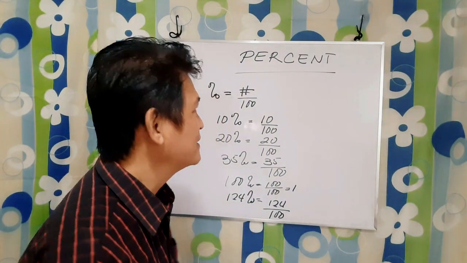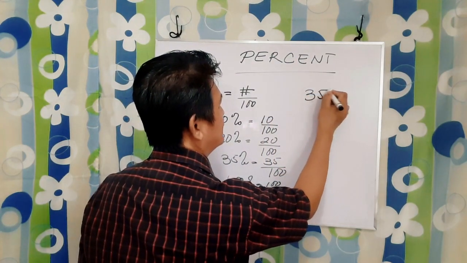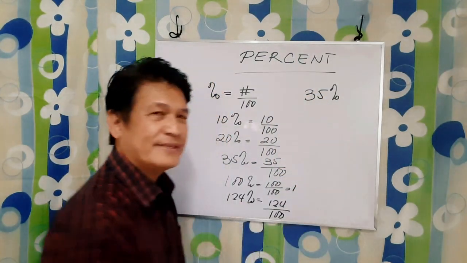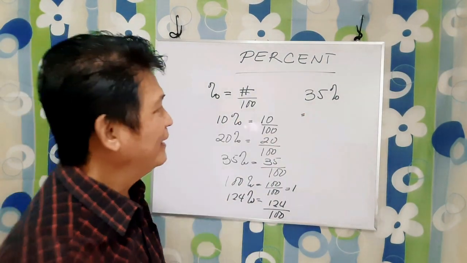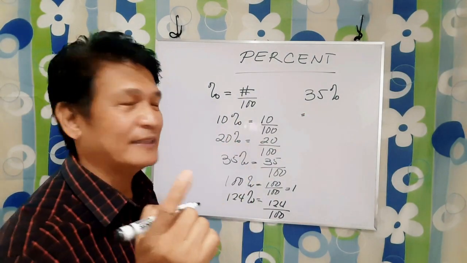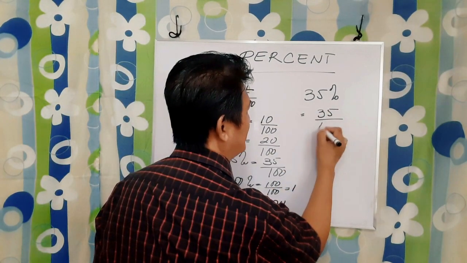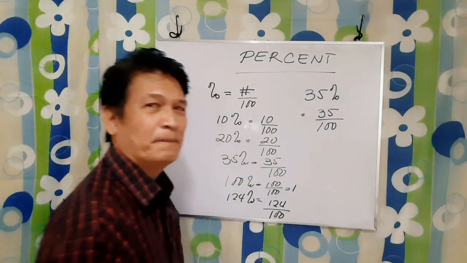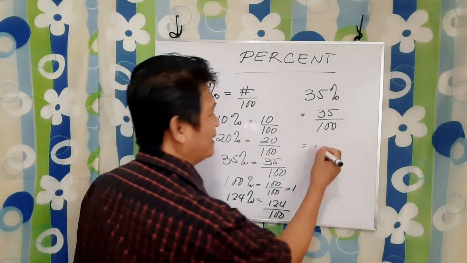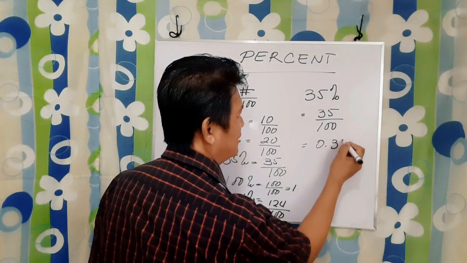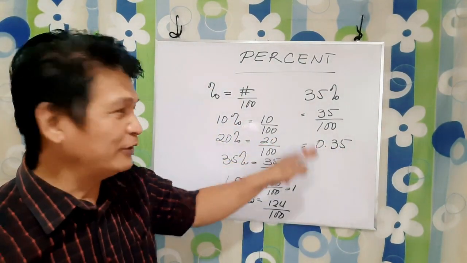How do you do that? So for example, you have 35%. To express this as a decimal, there are two ways you can do that. So that is 35 over 100. And if you divide 35 over 100, that becomes 0.35, if you're going to use your calculator.